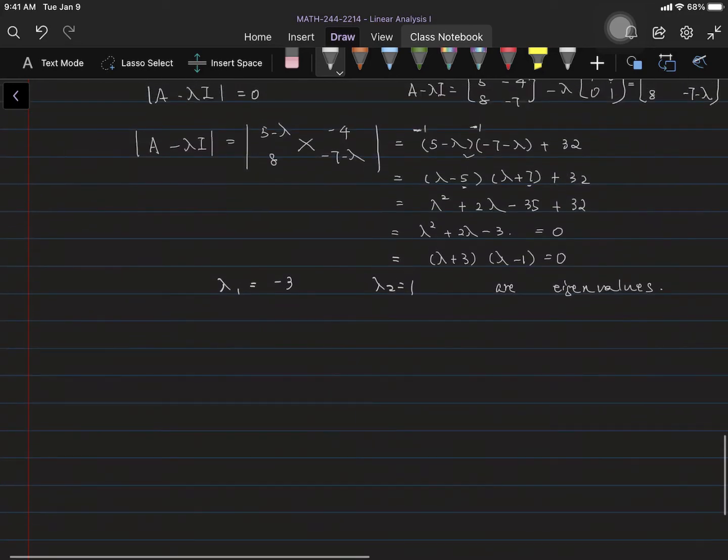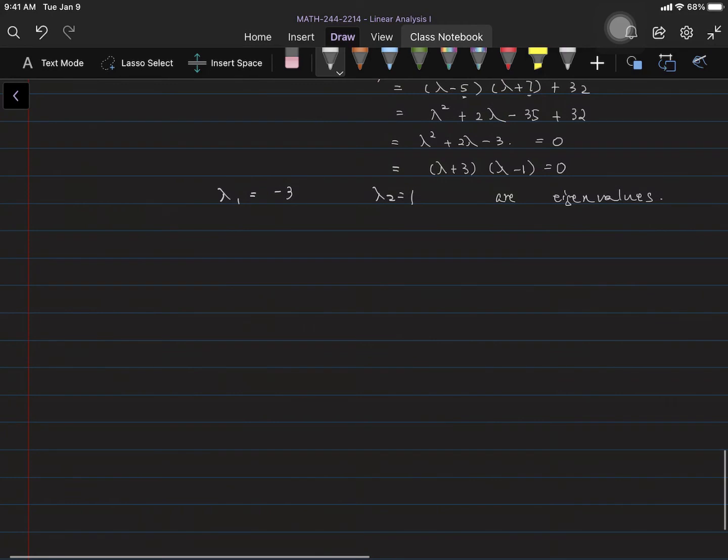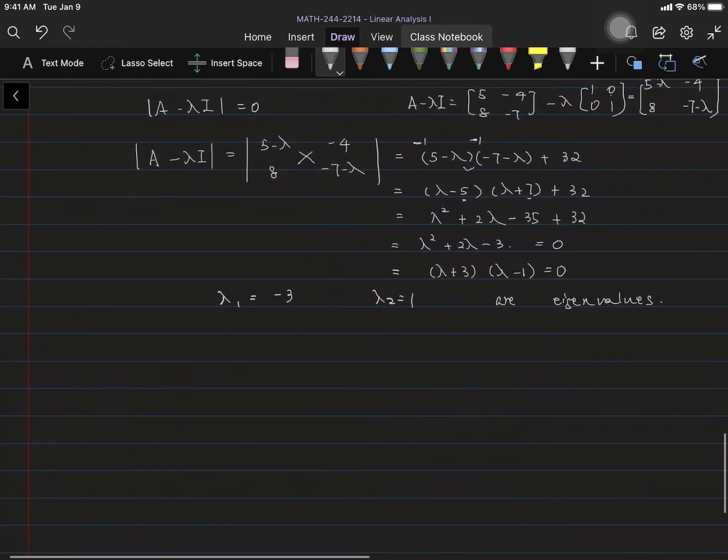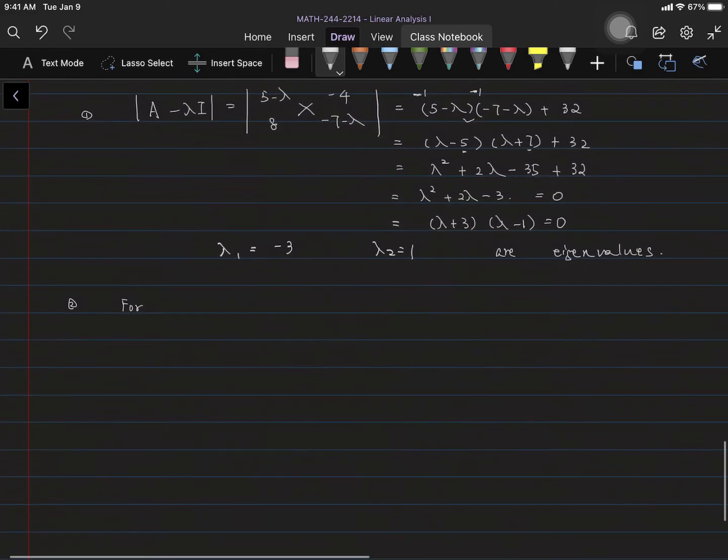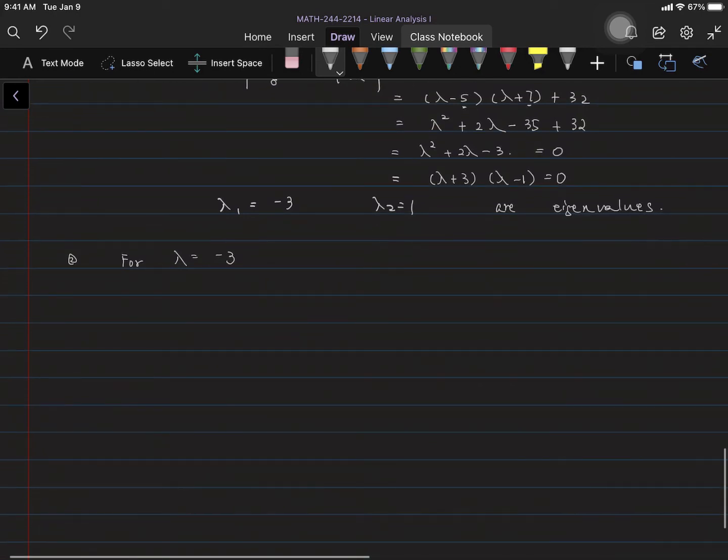How do we find eigenvalues? We set the determinant of A minus lambda I equals 0 and solve for lambda. This is the first step. First step, always find lambda. Second step, for each lambda, we find the corresponding eigenvector. So for lambda equals -3, we plug this into A minus lambda I.